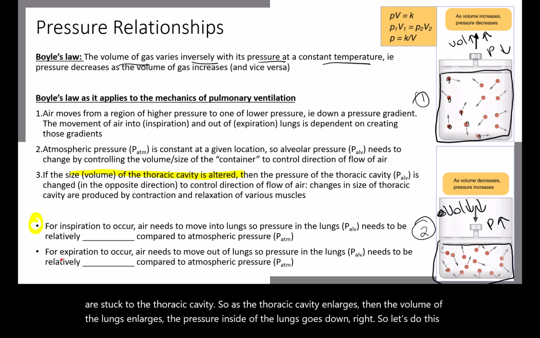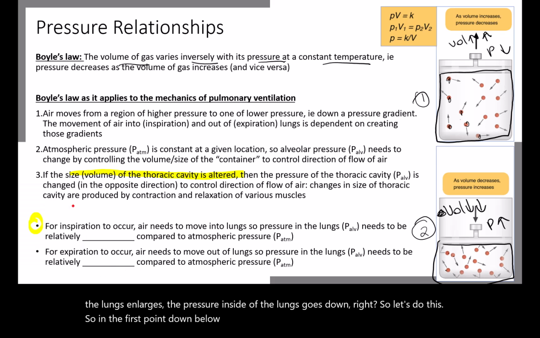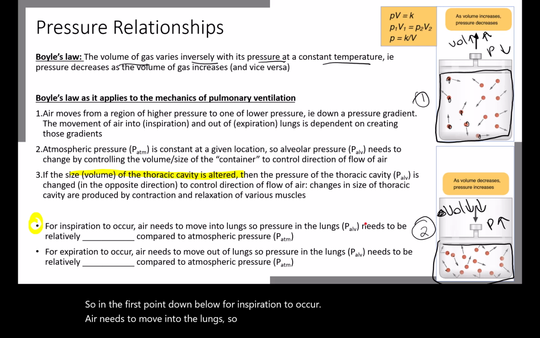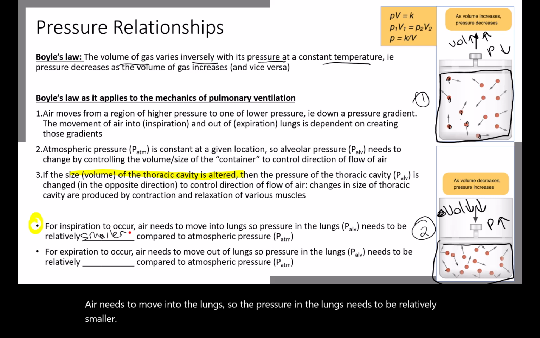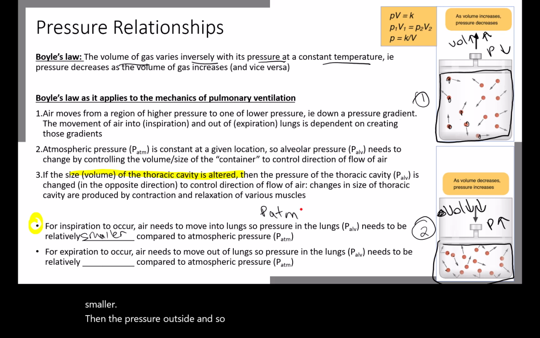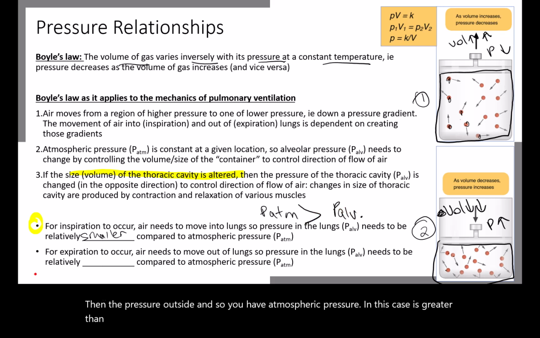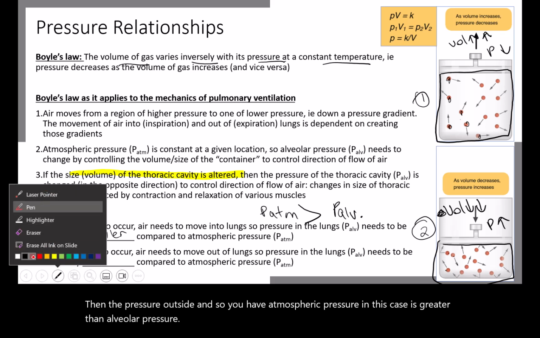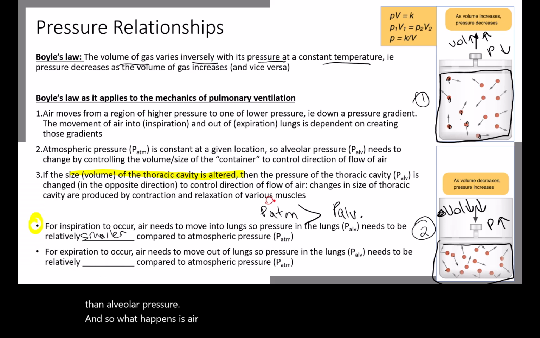So in the first point down below, for inspiration to occur, air needs to move into the lungs. So the pressure in the lungs needs to be relatively smaller than the pressure outside. And so you have atmospheric pressure in this case greater than alveolar pressure. And so what happens is air then moves from outside to inside the lungs.